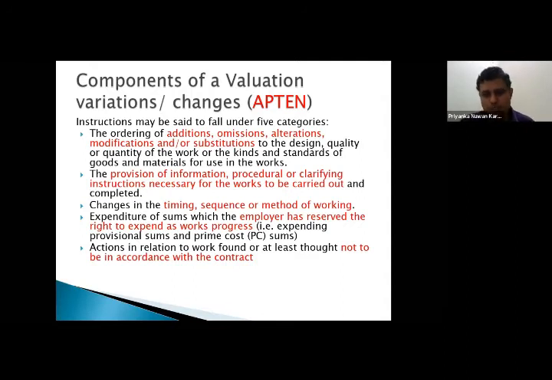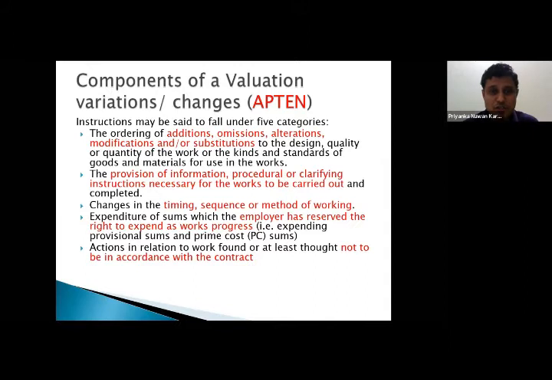If you go through this particular document, which I mentioned to you about the payments and valuations in RICS, these items you can find actions in related to work found, or at least thought, not to be in accordance with the contract, right? Now, for example, let's say there is some underlying underground live cable that you will find which was not there within the initial plan or something like that. Now this is an additional work, right?